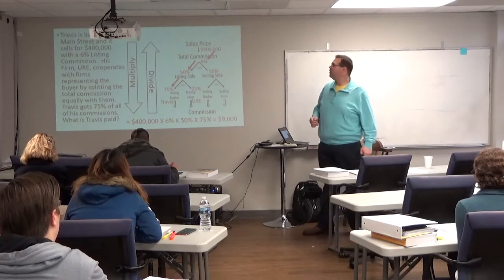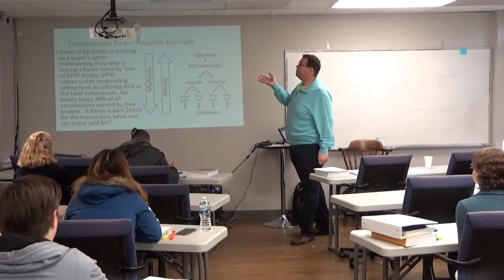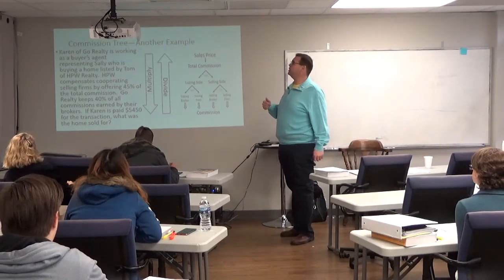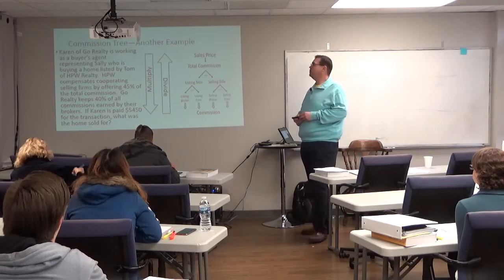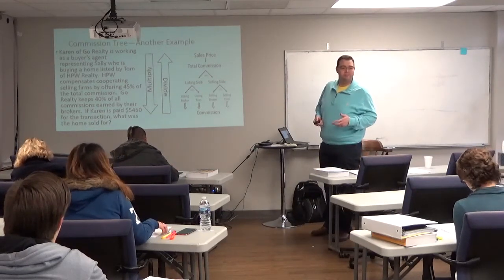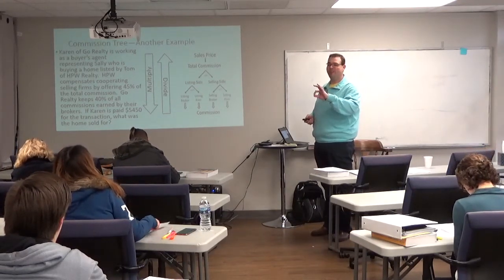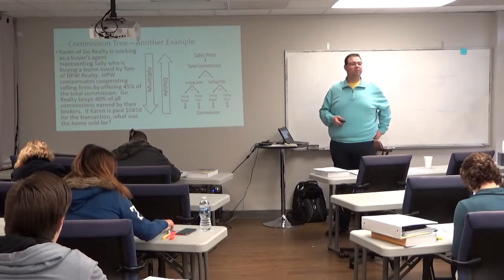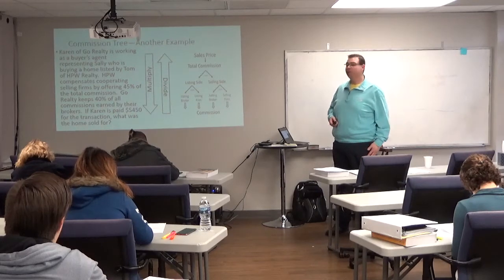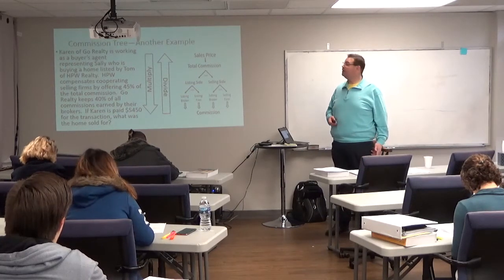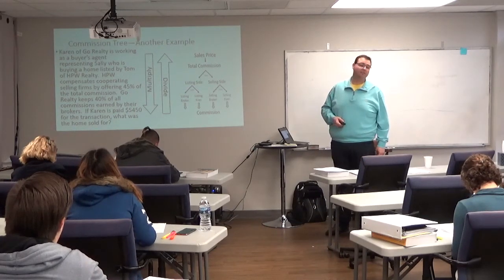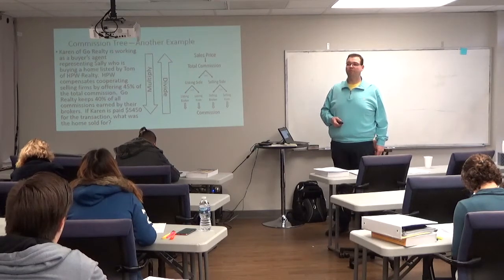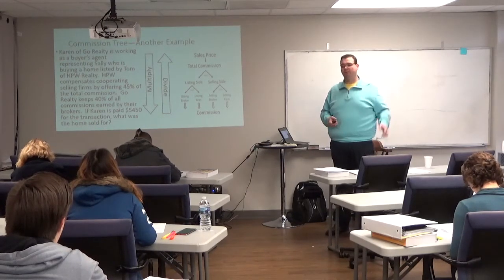Okay? Alright. So, here's another example. It says Karen of Go Realty is working as a buyer's agent. I'd stop right there, because again, that's a piece of information, right? Where is Karen on the chart? So she's on the selling side, and she's the selling broker, right? And Go Realty is the selling firm. Everybody see how we picked that up already from the first sentence?